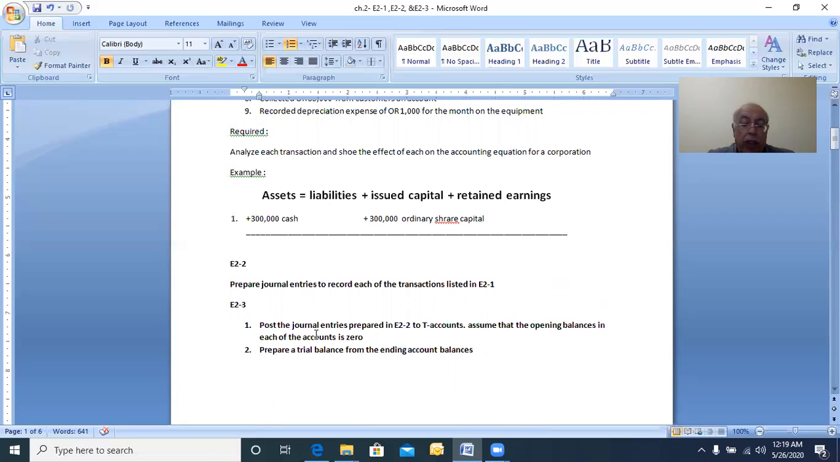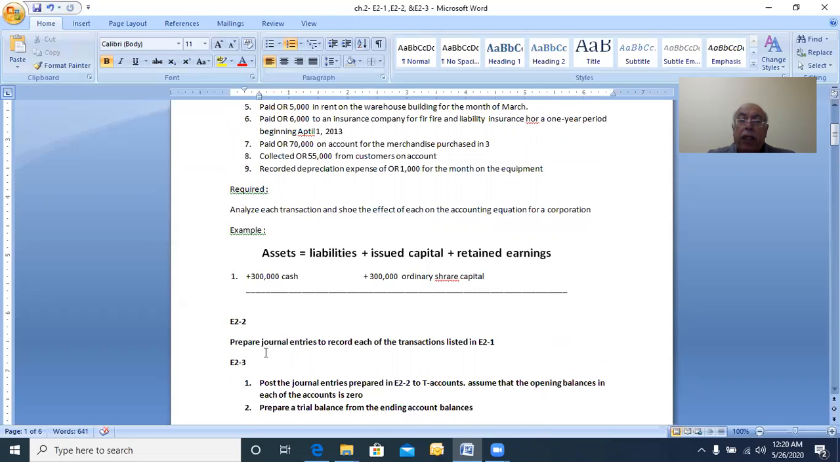That means we are starting our operation in the company. Because we didn't run our business before, this is the first time we are running a business. Let's assume there are no balances at the beginning of the period. It should equal 0, as assumed in our question. Then after we post our journals, the last thing is to prepare our trial balance from the ending account balances, based on the balance of each account at the end of the period.